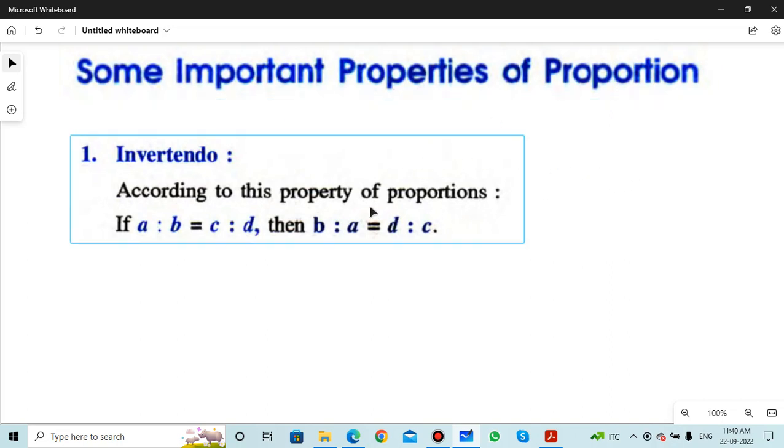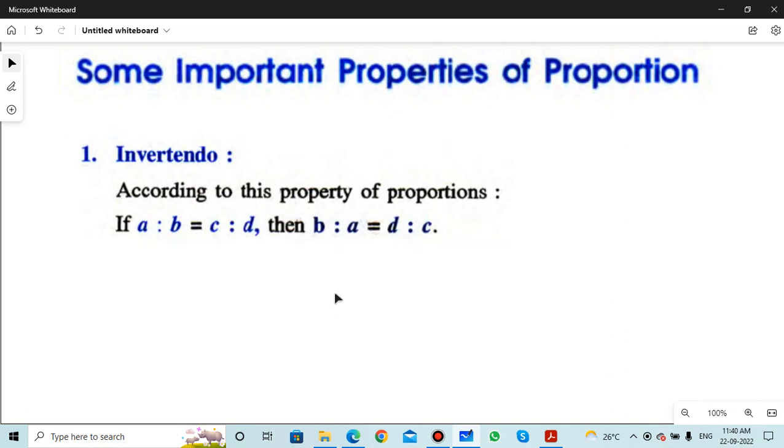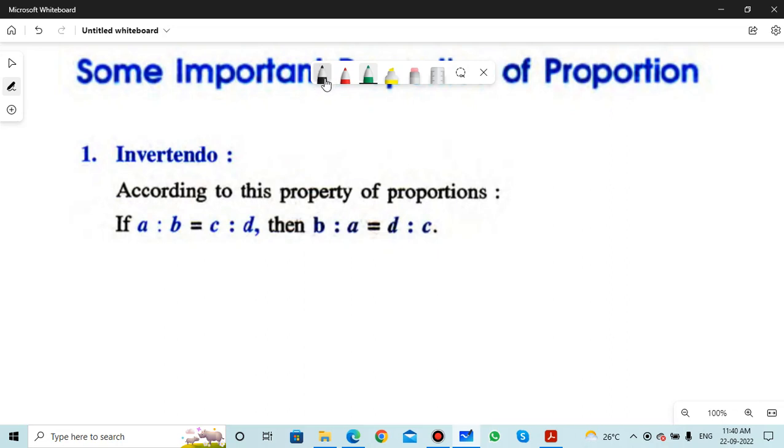Number one is invertendo. Now the question arises, what is invertendo? The word itself tells you the meaning: invert. It means if we have a ratio as A is to B, then what is the inverse of this one? The inverse of this will be B upon A.